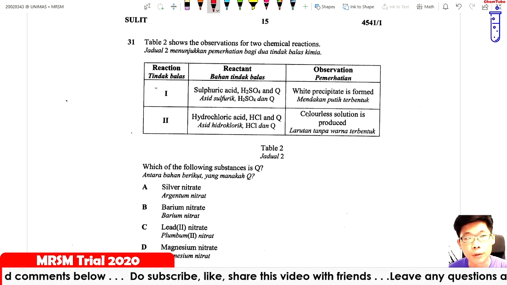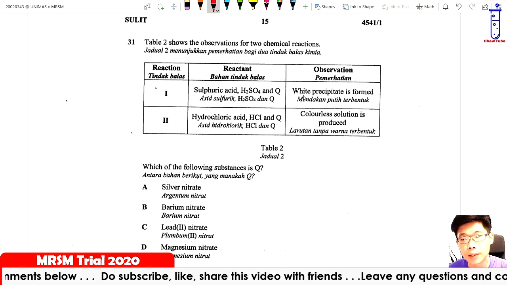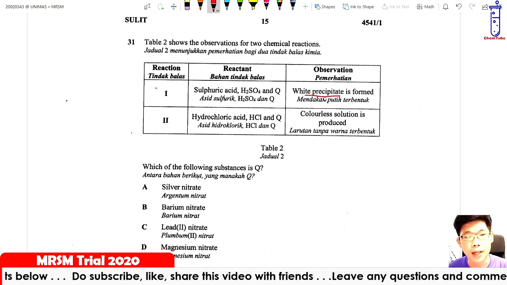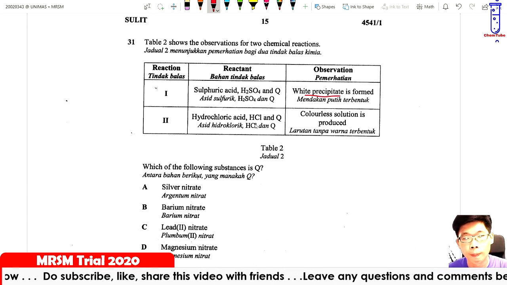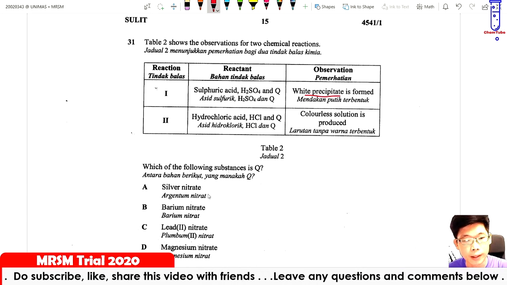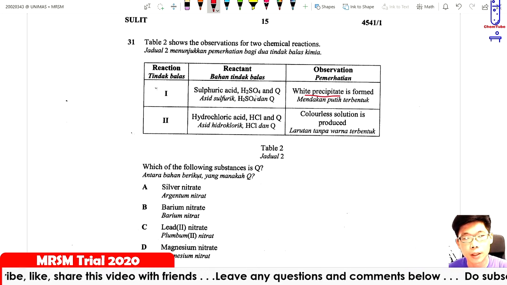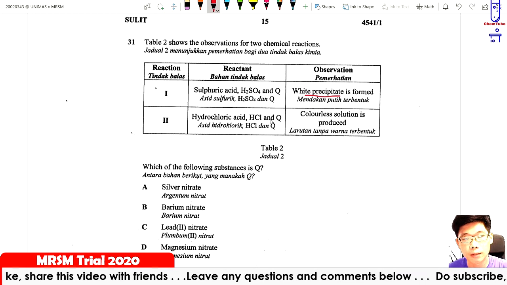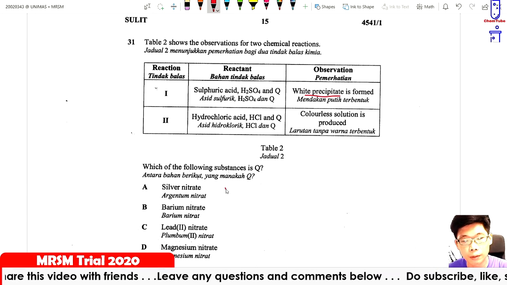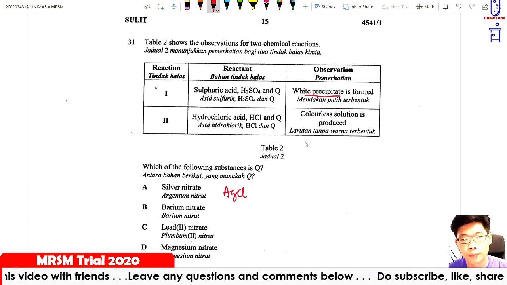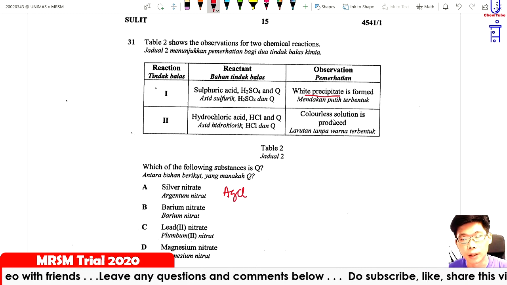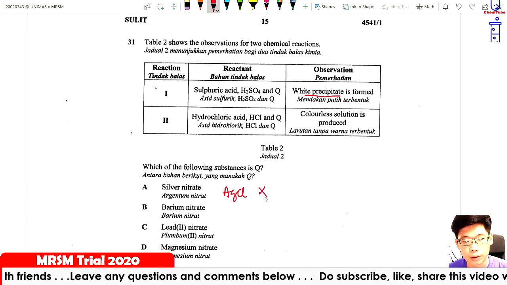So we have to see if white precipitate means a precipitation reaction. So we have to check one by one. Silver nitrate, silver sulfate, yeah. Okay, then silver chloride. Silver chloride should be a white precipitate, but the observation here is not correct, so it's wrong.